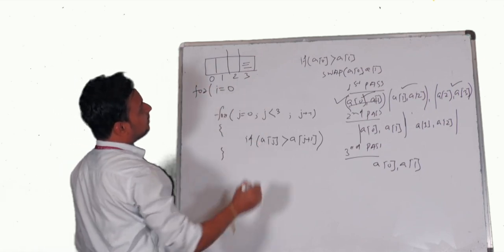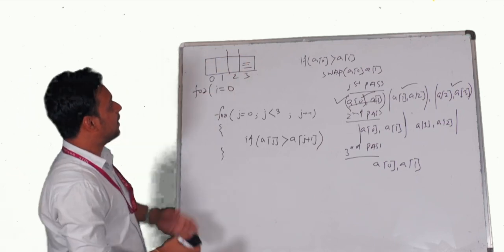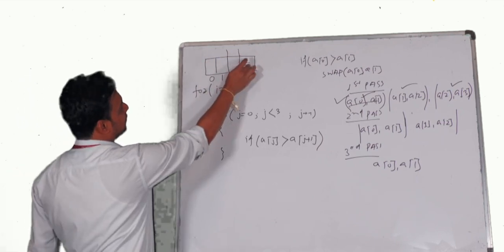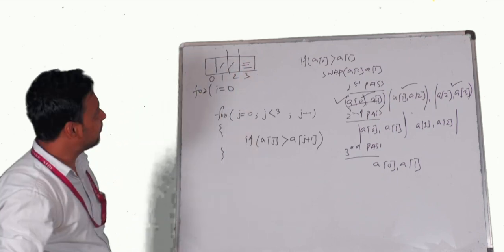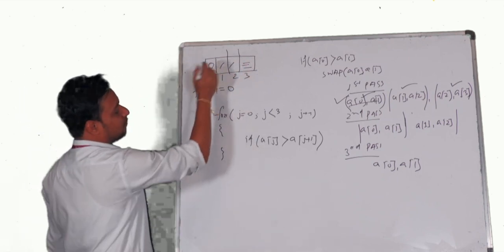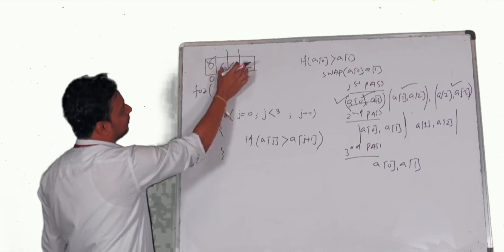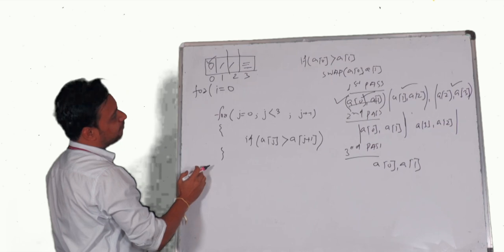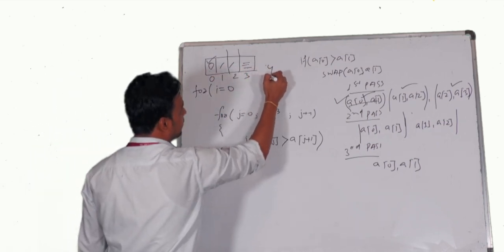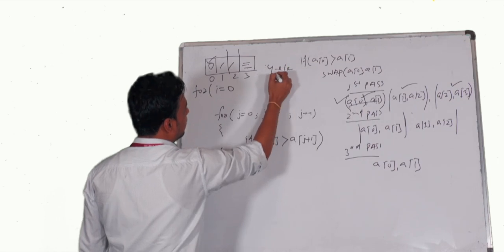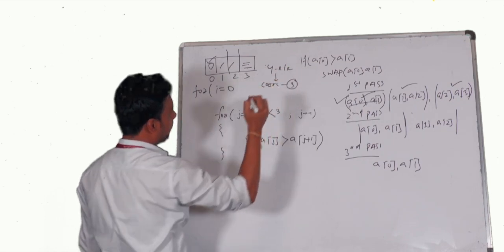Now if there are 4 elements in the array, and if I correctly put 3 elements in the correct position, then automatically the 4th element will be in its correct position, right? So if there are 4 elements, I need to scan and find the correct place for 3 elements. If there are 4 elements in total, then I need to find the correct position for 3 elements, right?